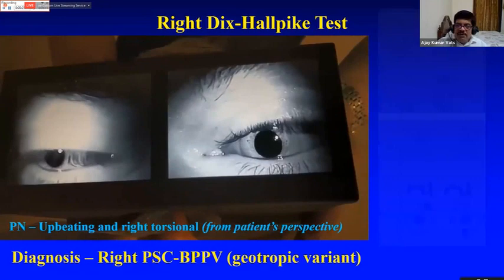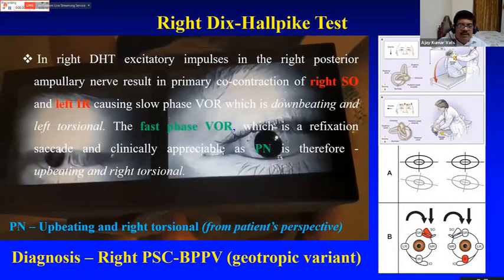As the patient is taken in the right Dix-Hallpike position, the excitatory impulses in the right posterior ampullary nerve cause co-contraction of the right superior oblique and left inferior rectus. That is, the excitatory projections of the posterior semicircular canal from the right side are to these pair of muscles.